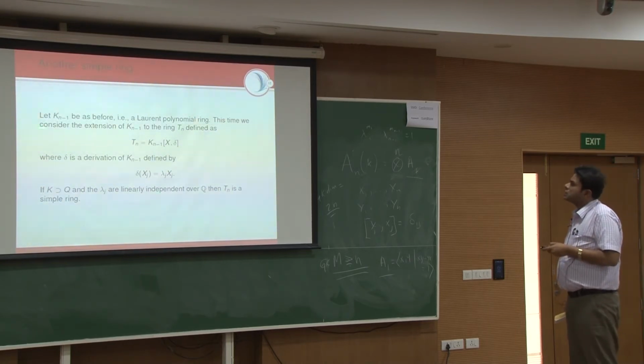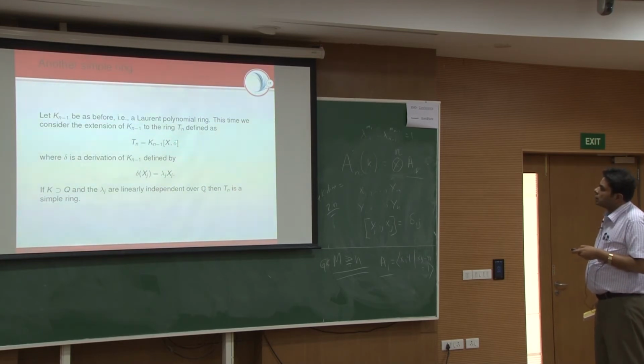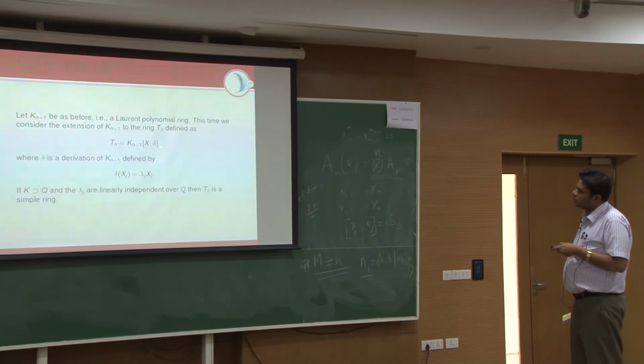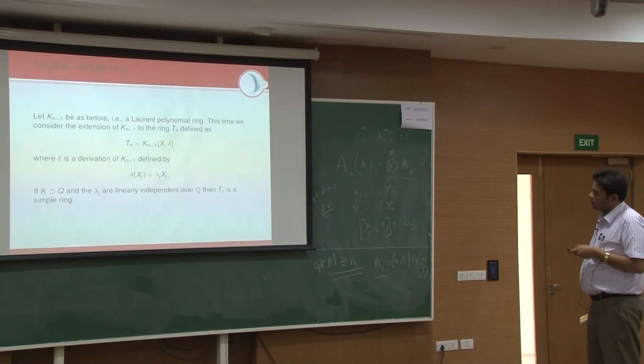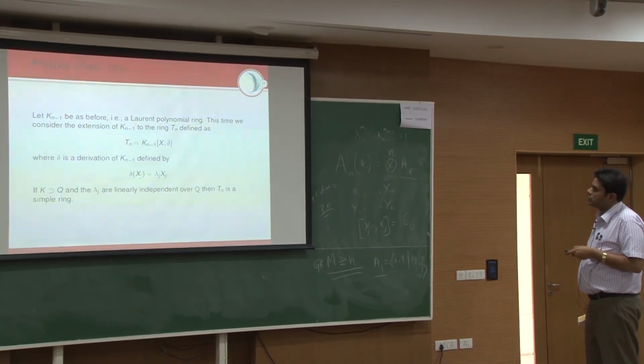And this next example is very much related to our earlier ring Rn. Kn minus 1 is the same. It's a Laurent polynomial ring in n minus 1 variables. Here we are having a differential operator ring, because this is an extension of this ring. In the earlier case, we were extending it using an automorphism. Here we are extending it in a different way, using a derivation. And the derivation of Kn minus 1 we define like this.